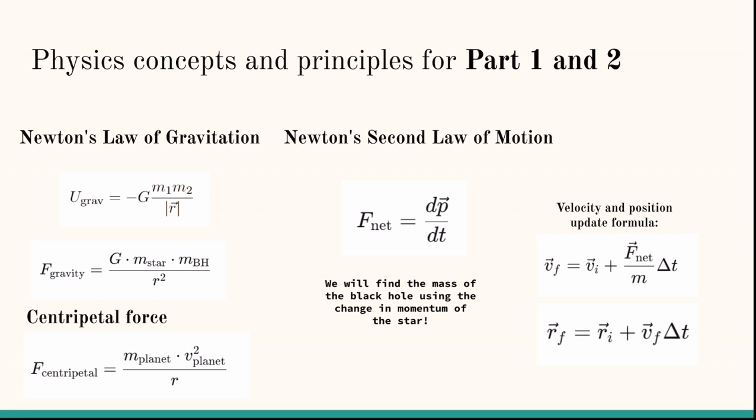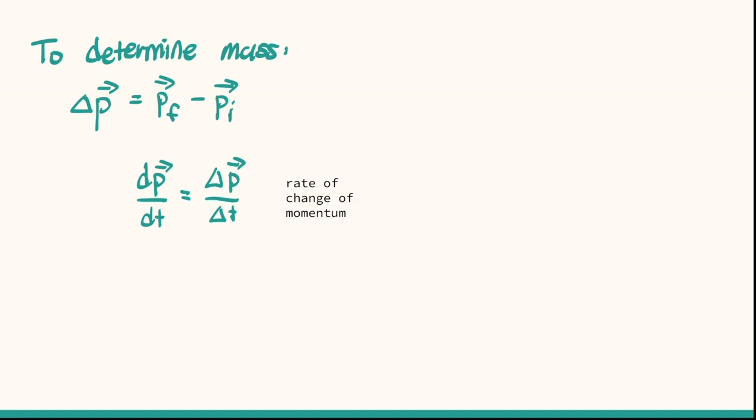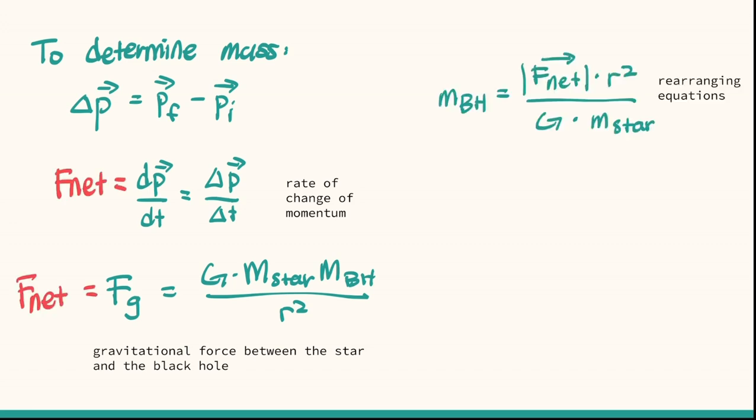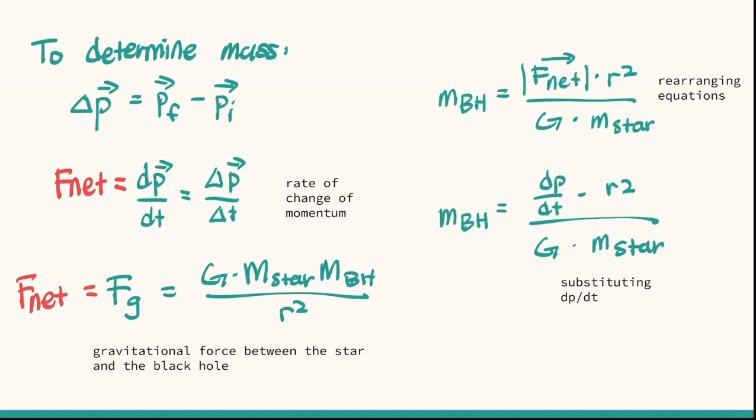We will also be using centripetal force, which is mv squared over r, to figure out the circular orbit of both the planet and the spaceship over time. We will also be using the velocity and position update formula. To determine the mass, we will use dp over dt, the rate of change in momentum, and we will get this from the force of gravity, which is G times the mass of our star times the mass of our black hole over r squared. These are both F net, so we can set them equal to each other and rearrange to substitute into the mass of the black hole.